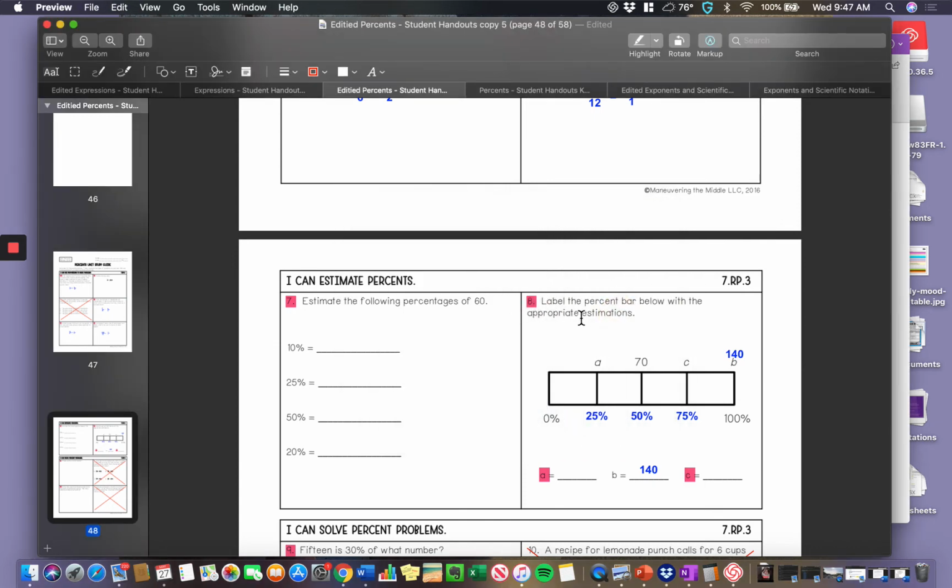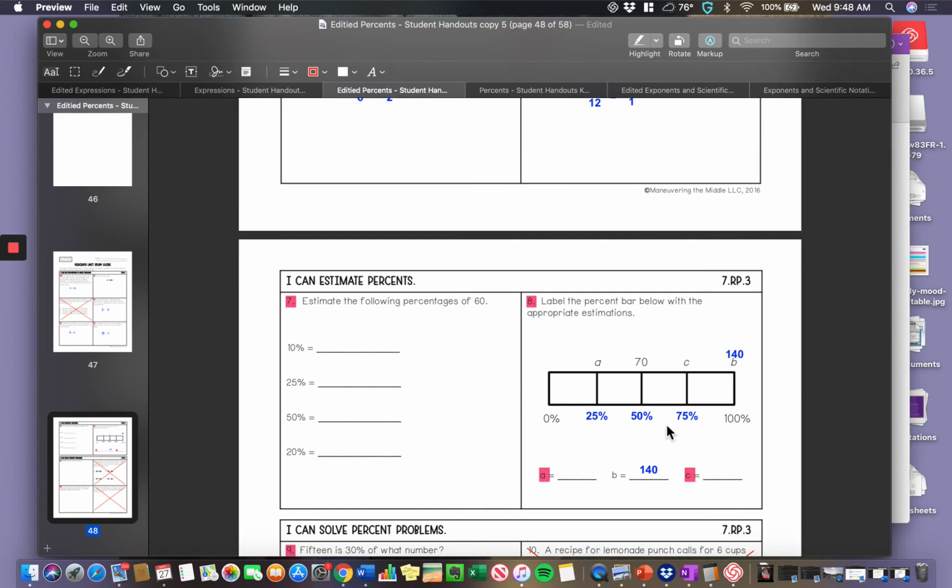For number 8, it says label the percentage bar below with the appropriate estimations. On this one, I'm only asking you for A and C. I did B for you. They only give you 70, and I knew that this fraction bar was broken up into fourths. So I know a fourth is 25%, 2/4 is half, or 50%, 3/4 is 75%. So I wrote the percentages here.